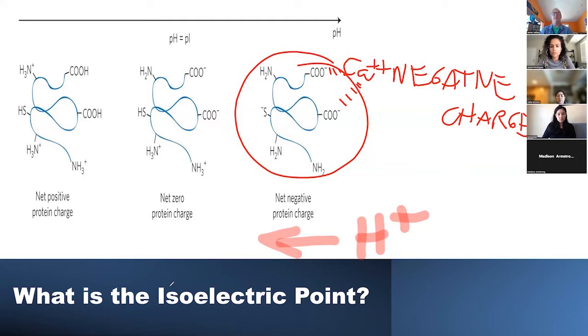So we want a net negative charge for these calcium ions to interact with, to help stabilize the protein. By adding more acid, basically what we're doing is we're taking the charge away from those negative charges. We're adding protons to them, and we're decreasing the number of negative charges. And as we decrease the number of negative charges, eventually they'll equal the number of positive charges, and we'll get to the PI. And then at the PI, the protein is going to precipitate. Does that help?